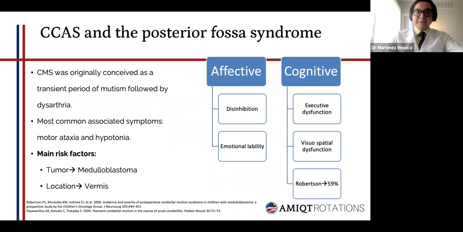As I mentioned, there is a relationship between CCAS and posterior fossa syndrome, or CMS. Posterior fossa syndrome and CMS are synonyms. CMS was originally conceived as a transient period of mutism followed by dysarthria with varying distributions. It was usually described as a transient condition, but many studies have shown affective and cognitive problems in the long term in these patients. Usually, patients have medulloblastoma, but some patients may have other tumors like pilocytic astrocytoma. And most of the patients had tumors that either were located on the vermis or were close to the midline. Patients, of course, also have motor symptoms. They also usually have motor ataxia and the presence of hypotonia.